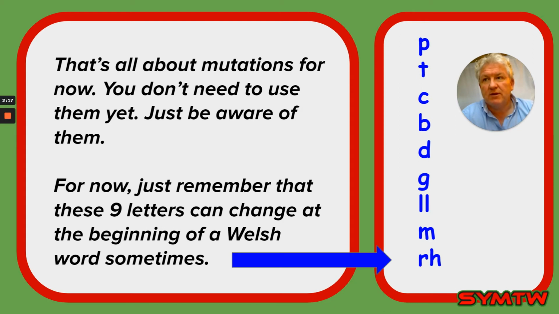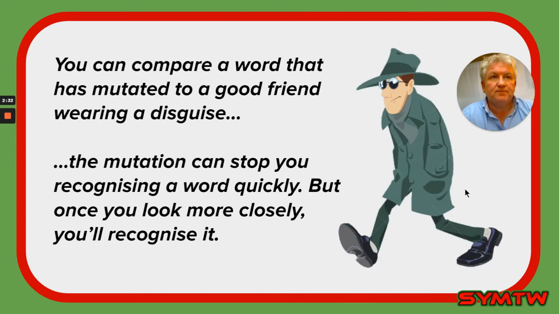For now, just remember that these 9 letters can change at the beginning of a Welsh word sometimes. Here they are: P, T, C, B, D, G, M, R. Those are the letters that can change. You can compare a word that is mutated to a good friend wearing a disguise. The mutation can stop you recognizing a word quickly, but once you look a little bit more closely, you'll recognize it, just like you recognize your friend in the hat and the sunglasses.